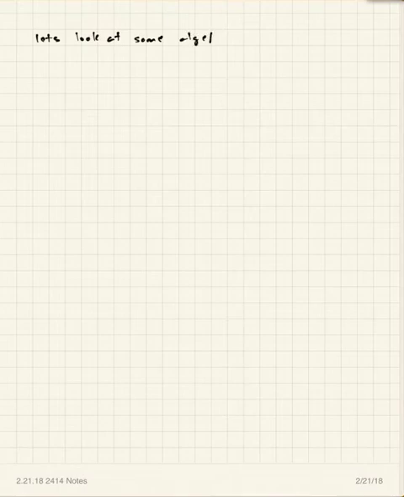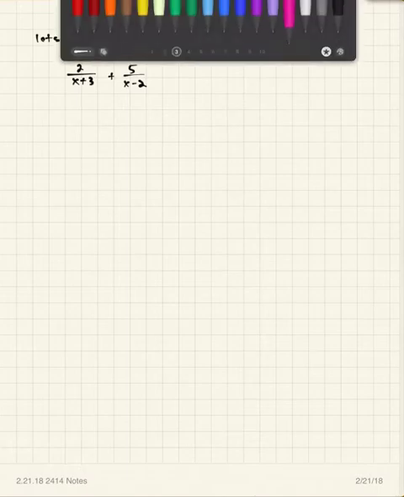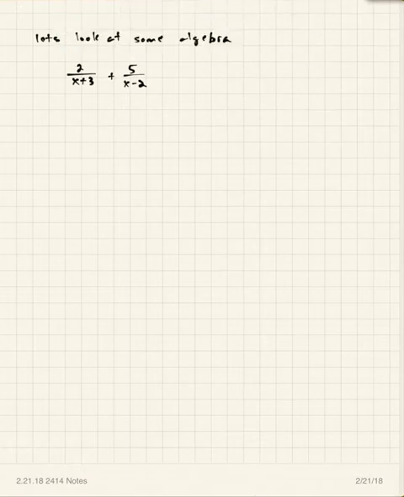Something fairly straightforward. If you have 2 over x plus 3 plus 5 over x minus 2, you have those two rational expressions that you're adding. Now you know, at least I hope you know, that to add those two together, you need a common denominator.